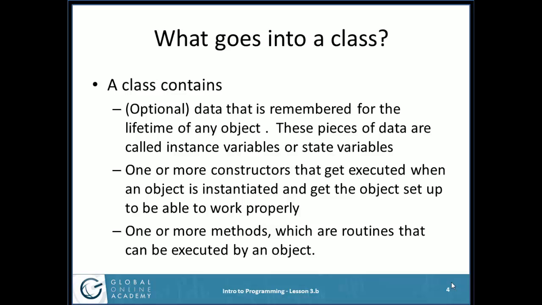And there's one or more constructors that get executed when an object is instantiated. That means whenever you use that new keyword, something from the class gets executed to say, here's how I create a new one of you. It gets the object set up to be able to work properly. And then one or more methods, like that nextLine that we saw in the Scanner class. These are routines that can be executed by an object. A set of Java code that gets executed when it's invoked by name.